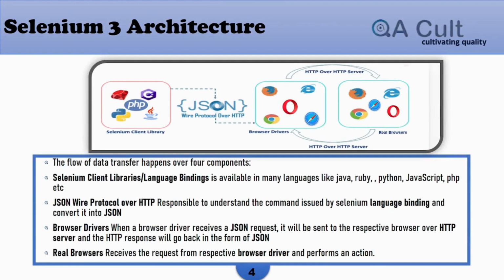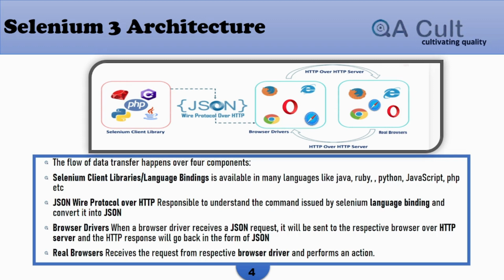Then we will discuss the Selenium 4 architecture, but for this we first need to understand the Selenium 3 architecture and why there is a need to change the architecture and go to Selenium 4. In Selenium 3 there were 4 components: Selenium client library, JSON wire protocol over HTTP, browser drivers for the specific browsers, and the 4th component is real browsers.